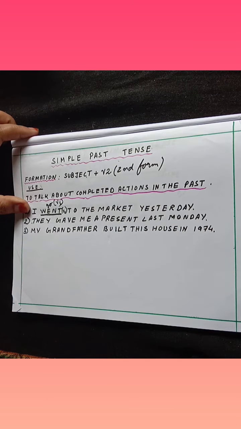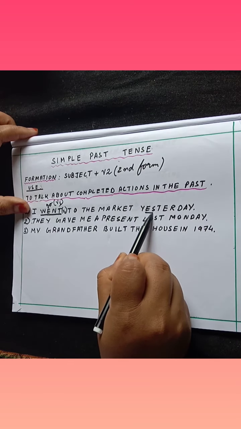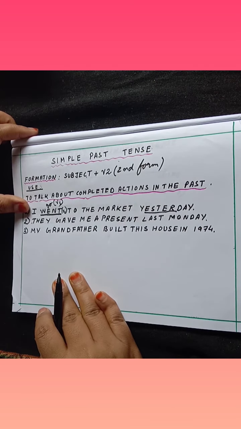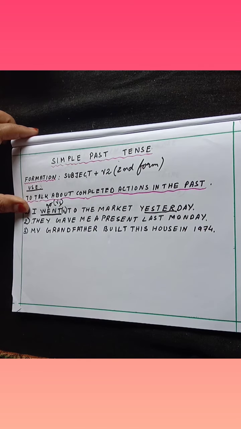Another thing that you have to notice is the time mentioned in the sentence. The time mentioned here is yesterday. That is a past time. So this sentence is in the simple past tense. Am I clear? So simple past tense is used to talk about actions that happened in the past.